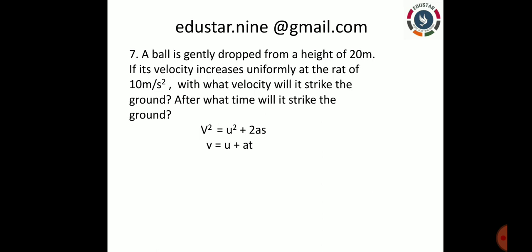Now the question is, at what velocity will it strike the ground, and at what time will it strike the ground? So to find out at what velocity it will strike the ground, you should use the equation v square is equal to u square plus 2as. Okay, v square you have to calculate. U square, you know, u is already 0, substitute that. 2 into acceleration is already given, 10 meter per second square, distance is given as 20 meter. So substitute all the data in the equation v square is equal to u square plus 2as and find out v square. After finding out v square, find out the value for v.